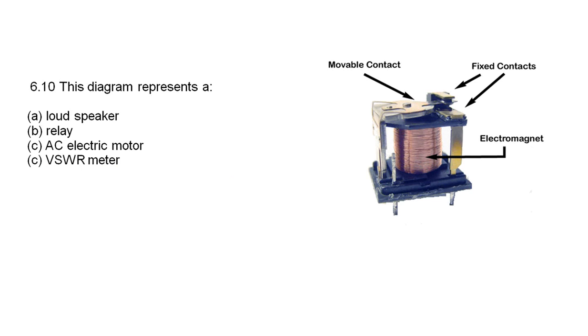Question 6.10. This diagram, it's a photo, represents what? Well, looking at it, it's got an electromagnet, a coil of wire. So if you connect a voltage here, you'll pass a current through the coil of wire. That will pull this armature down. That's a moving armature that will pull downwards. When we energize the coil, the armature pulls down and the switch operates here. So a small current could be used to switch a much larger current with this device.